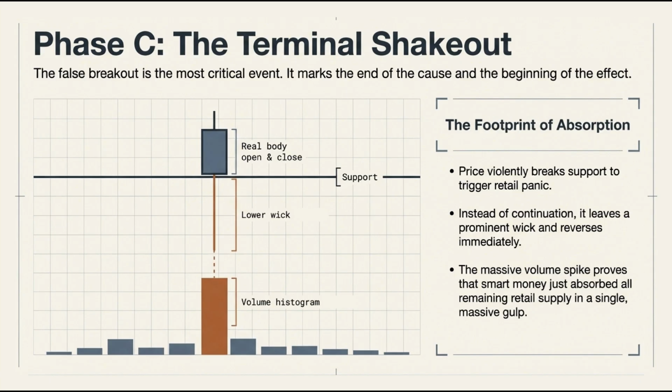Phase C is the most critical event because it marks the end of the cause and the beginning of the effect. During this terminal shakeout, price violently breaks support to trigger retail panic, but instead of continuing lower, it leaves a prominent lower wick and reverses immediately. This massive volume spike on the wick is the footprint of absorption, proving that smart money just swallowed all remaining retail supply in a single gulp. This shakeout confirms that the market is ready to move in the opposite direction.